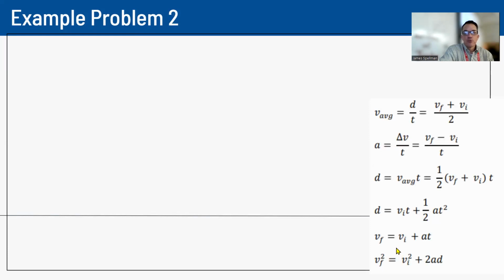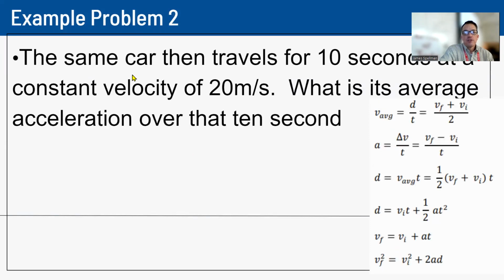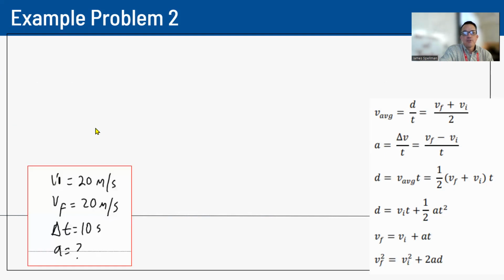Example problem number 2, again, we've got the formulas to look at. The same car previously, if it travels for 10 seconds and it's got a constant velocity of 20 meters per second, what is the acceleration over that 10-second period? So again, what do we know? We have a time of 10 seconds. It's a constant velocity, so its beginning and ending velocity are the same. And I'm trying to ask for acceleration. So again, I know my two velocities, I know the time, and I don't know acceleration.